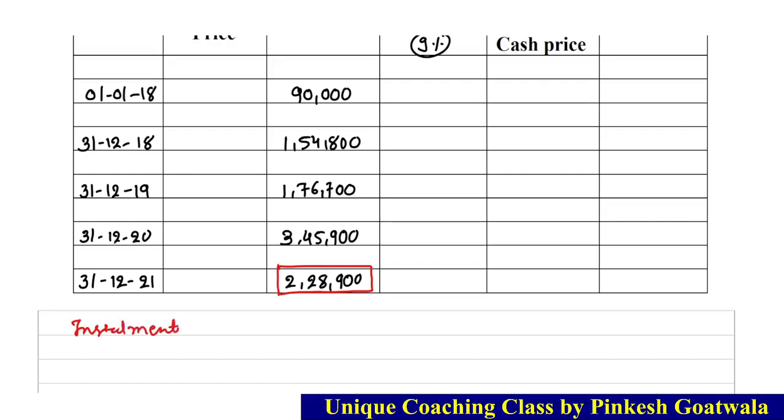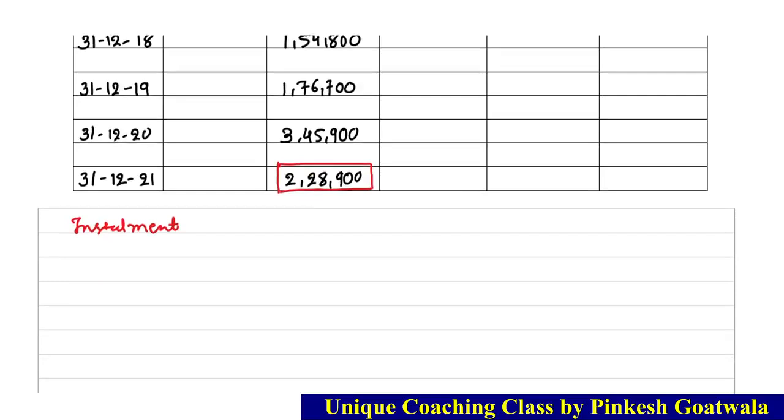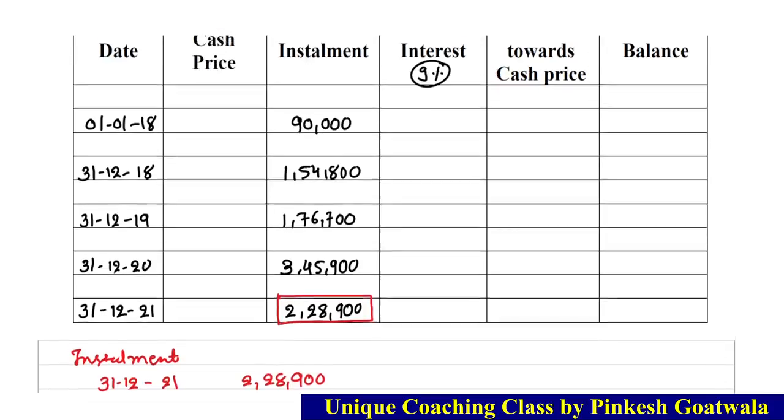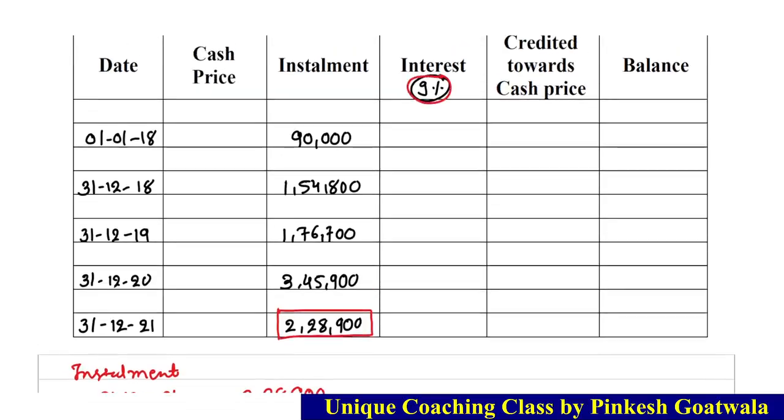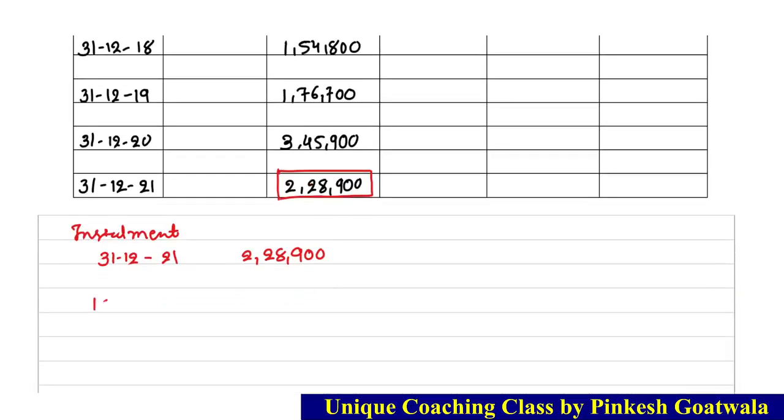And remember, here I show all the calculation, but in the exam it is not compulsory to show this calculation. You can do all this on a calculator. So the rate of interest is 9%. Now, 22,890 into 9 divided by 109. So the answer comes 18,900. So it is the interest.